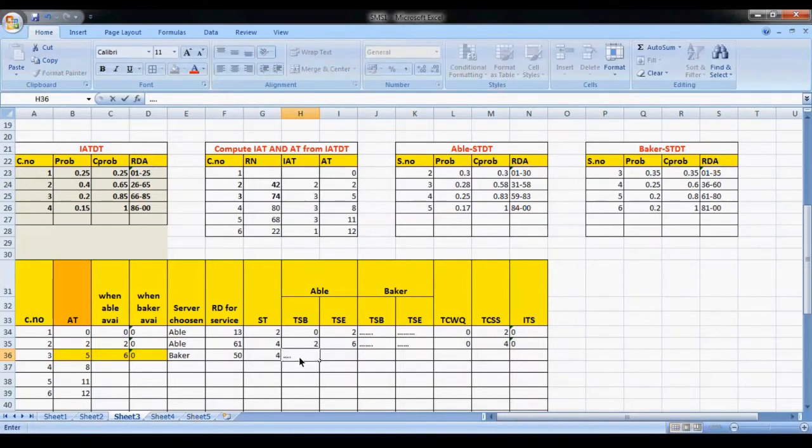Here we are not working with Able, because Able was busy at the time the customer came, so we are working with Baker. The arrival time of the customer is 5, and Baker is available at 0. Out of these two, the maximum value becomes the time service begin, so time service begin is 5. Time service end is time service begin plus service time, 5 plus 4, 9. So time customer waits in a queue: the customer is coming at 5, the server is available at 0, so the customer is not waiting, but the server is waiting for the customer for 5 minutes. The time customer spent in a system is time service end minus arrival time, 9 minus 5, 4 minutes. Next, Able is available at 6, and Baker is available at 9.